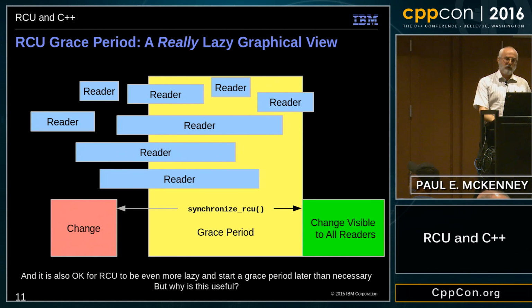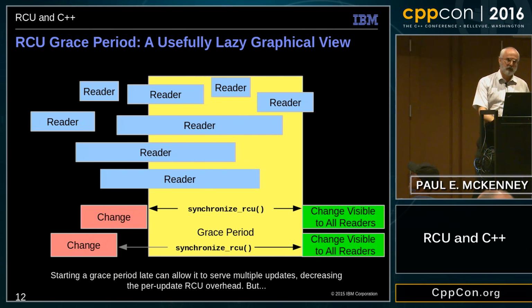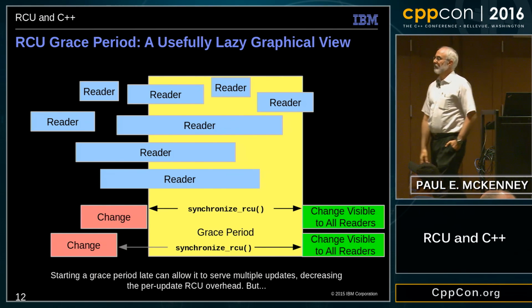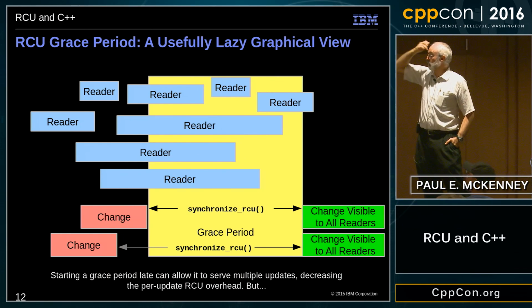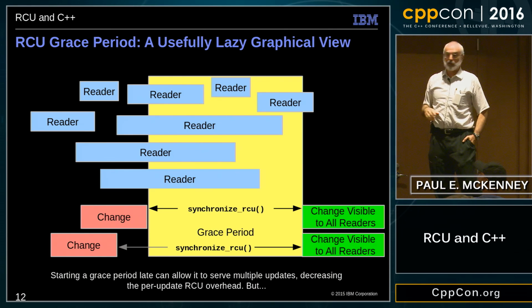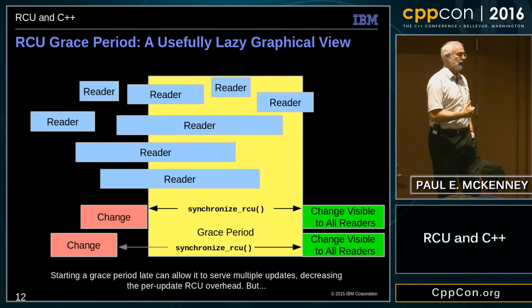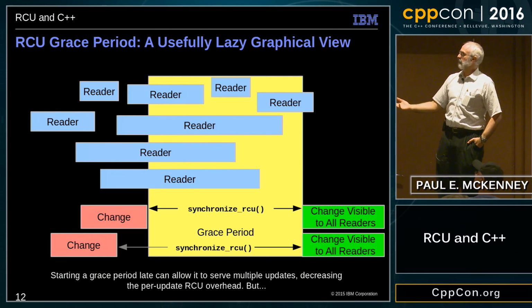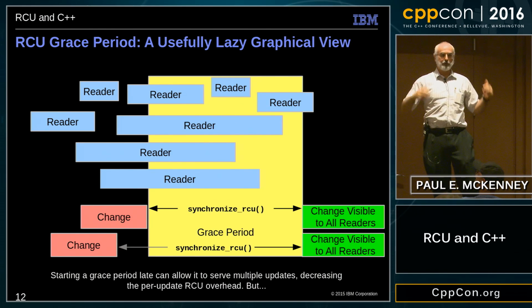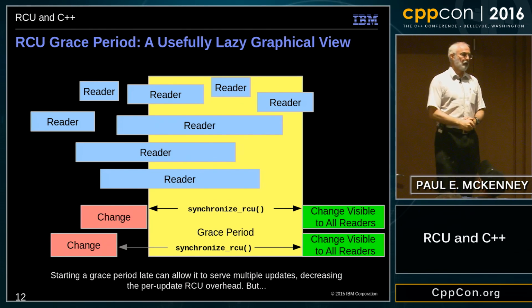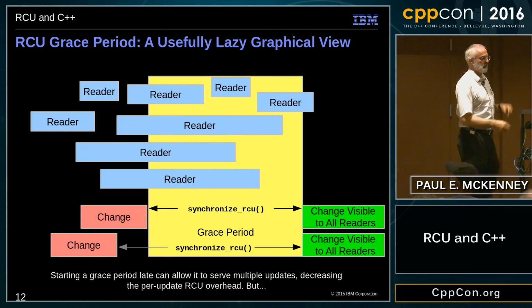And this turns out to be really important, because if you delay the start of the grace period, you can make the grace period cover multiple changes. If we just started right when that first change was done, we'd have to have two grace periods, do the work twice. Because we waited, we were lazy, we were rewarded, we had to do less work, it covered both, and that means our per-update overhead is less and life is good.